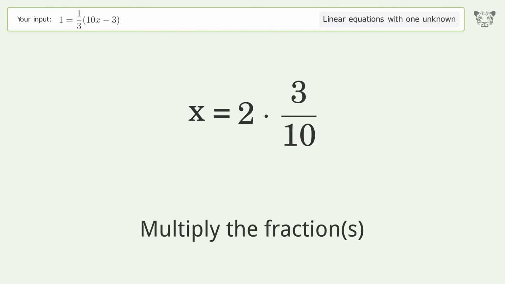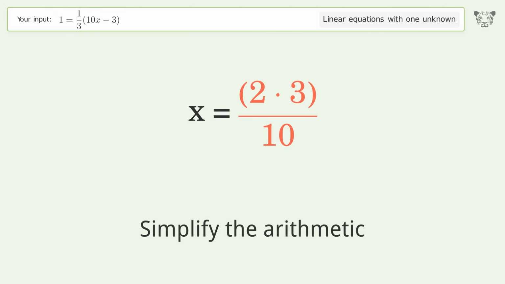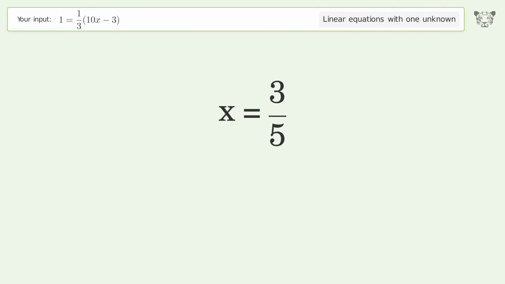Multiply the fractions. Simplify the arithmetic. And so the final result is x equals 3 over 5.